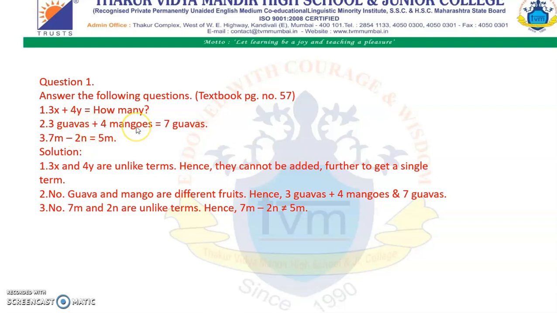3 guavas plus 4 mangoes equal to 7 guavas? No. Guava and mango are different fruits, hence we cannot add them. 7m minus 2n equal to 5m? No. 7m and 2n are unlike terms, hence we cannot subtract them.